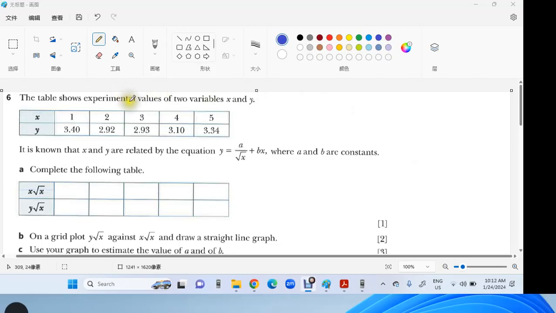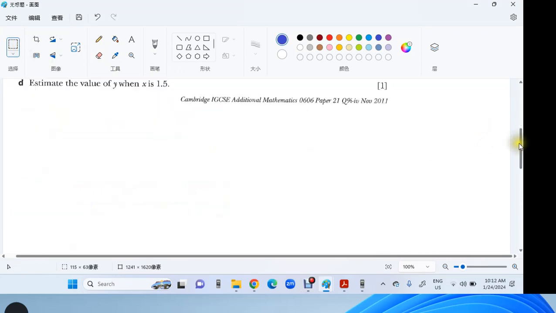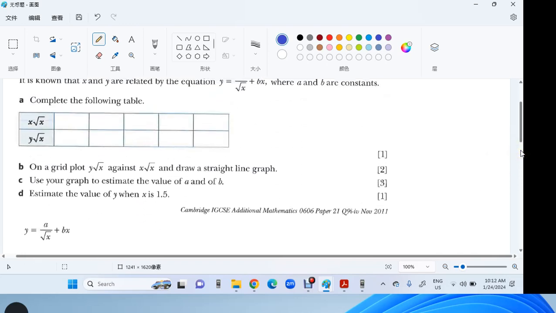The table shows experimental values of two variables x and y. So this is the value of x, this is the value of y. It is known that x and y are related by the equation of this. So they want us to compute the x square root x and the y square root x of this table.